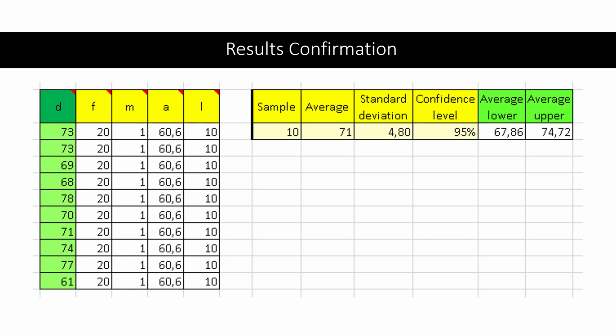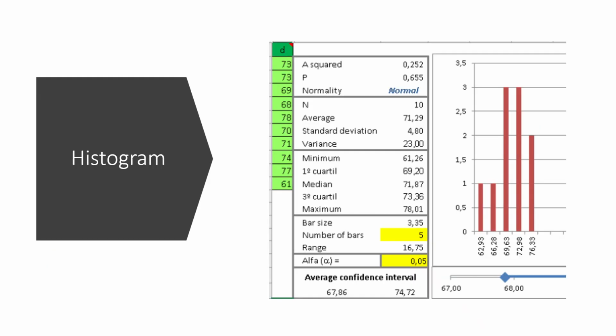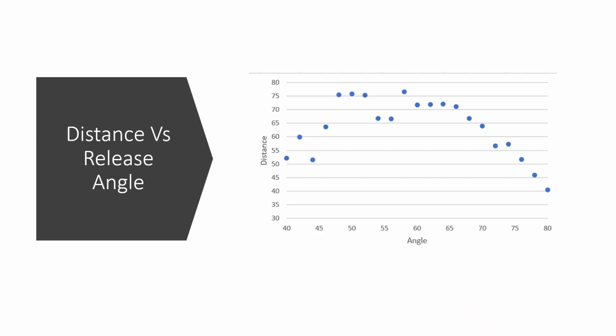We run 10 experiments, all with these optimal values. From the results we obtain the confidence interval of this maximum distance, from 68 to 75. The histogram of these values passes the normality test. With our fixed F, M, and L values, the relationship between angle and distance is.